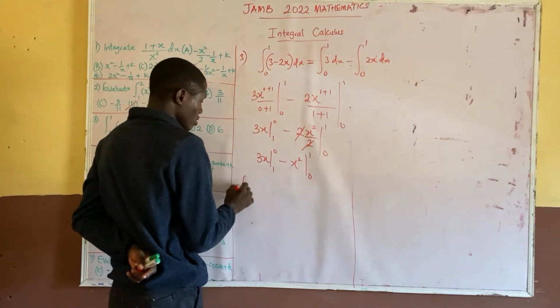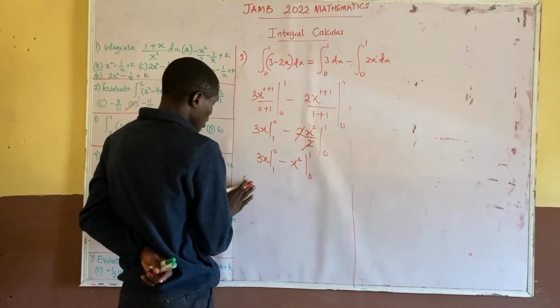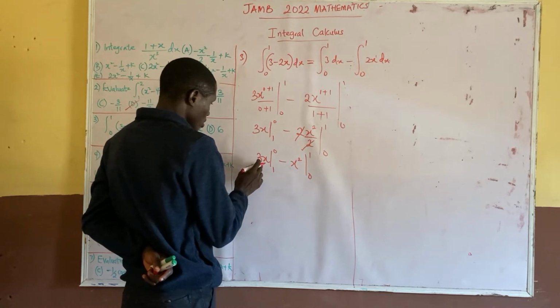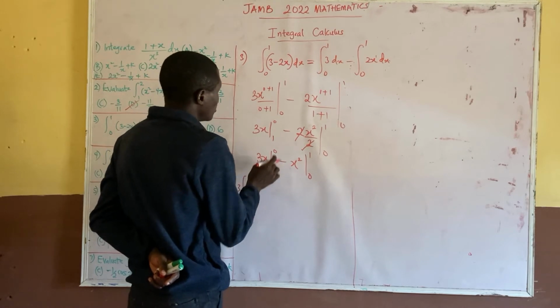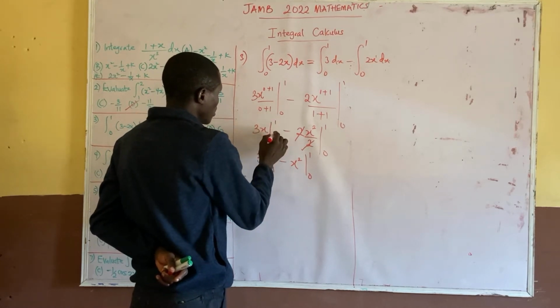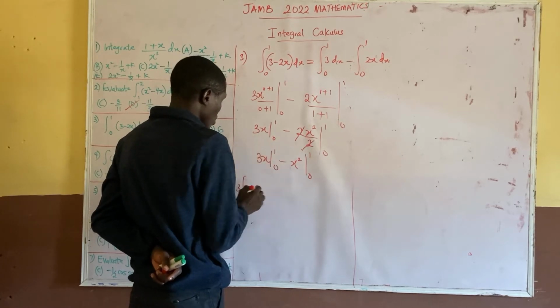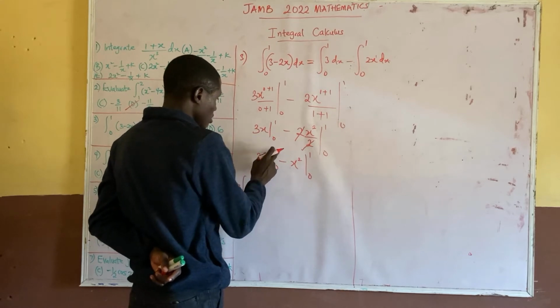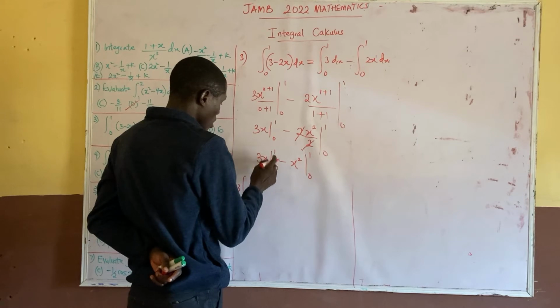So we have what? 3. Now bring this 3 out, because this one has 3 as a constant. Bring out the 3 and then substitute. This is 1 0, not 0 1. So bring out the constant 3. Then x, the upper boundary is 1, minus what? The lower boundary is 0.